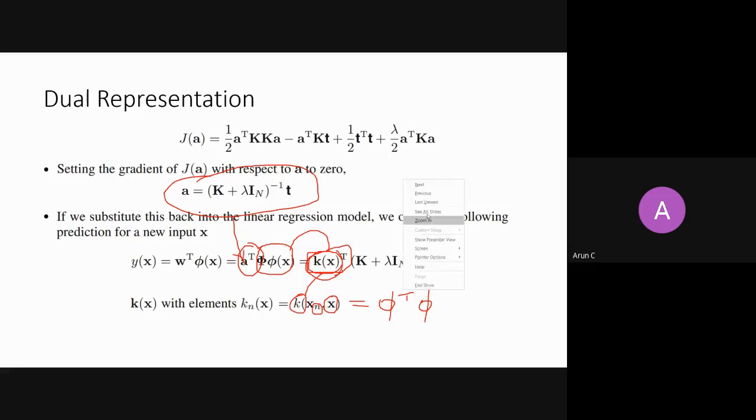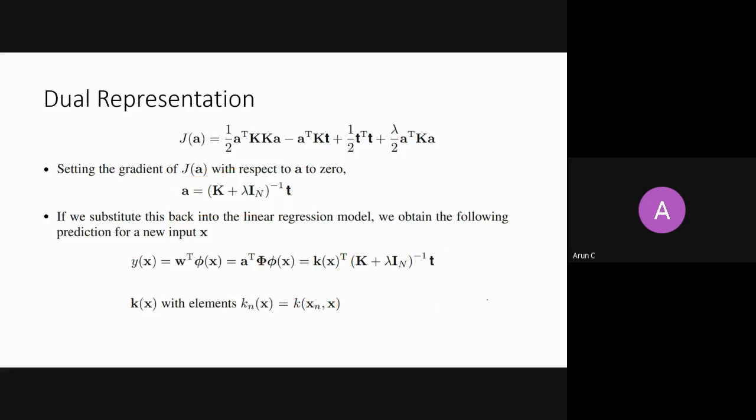Just to make it a bit less messy, I'll rewrite it. So it is this one, right? This is nothing but a k vector, so I write it as A transpose k x, right? Kx. So it's a dot product. What is the output? It will be a scalar.